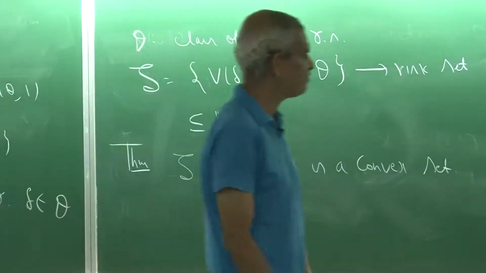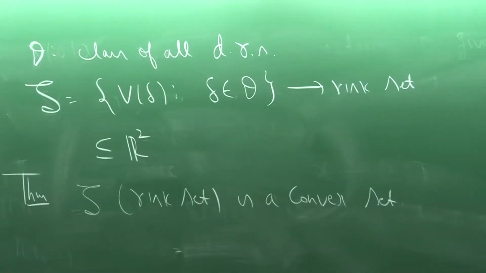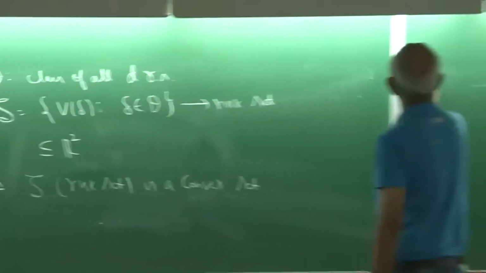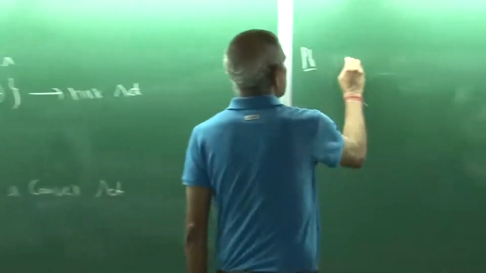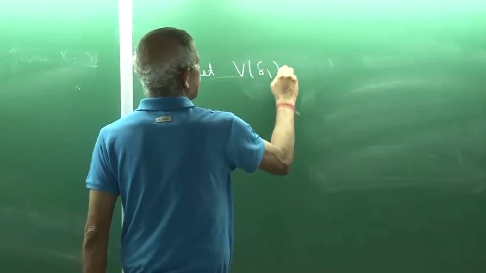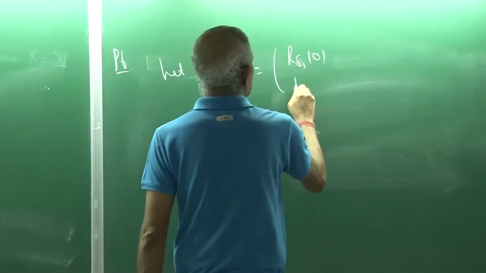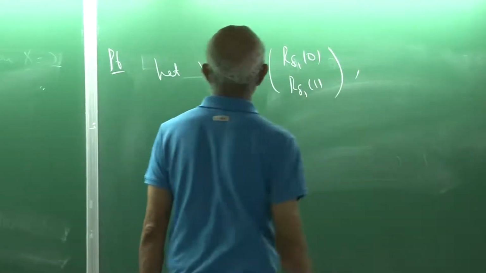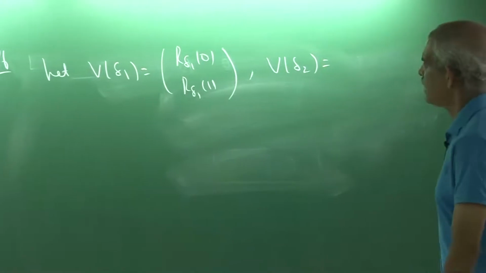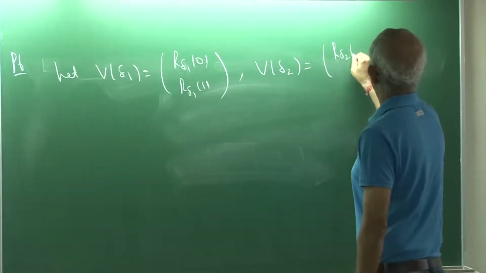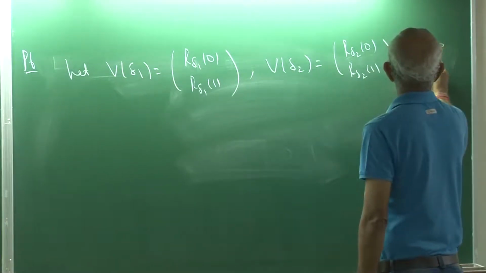So how do you prove this? That means you look at 2 points in the risk set. So let me call those V delta 1 and V delta 2. So let V delta 1, so that means there is a decision rule delta 1, R delta 1 0, R delta 1 1, and there is another point in this set, delta 2, which is r delta 2 0, r delta 2 1, belong to the risk set S.